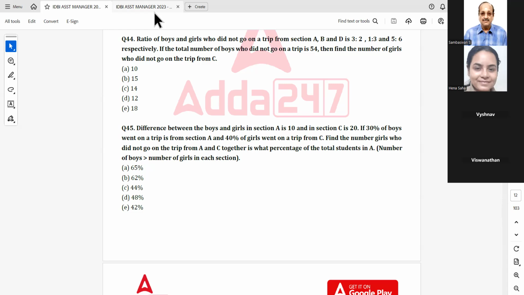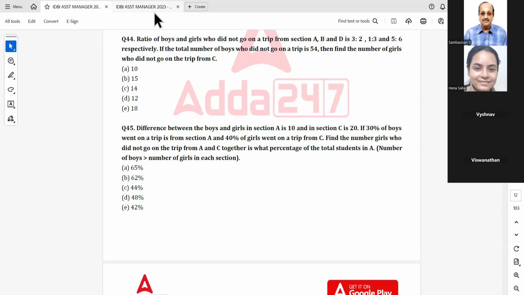Not only that, they have given one more piece of extra information in the last line: the number of boys is always more than the number of girls. That means the number of boys must be 20 more than the number of girls. So let the number of girls be x. Automatically the number of boys will be x plus 20, which is equal to 60. So x will be 20 and boys will be 20 plus 20, 40.